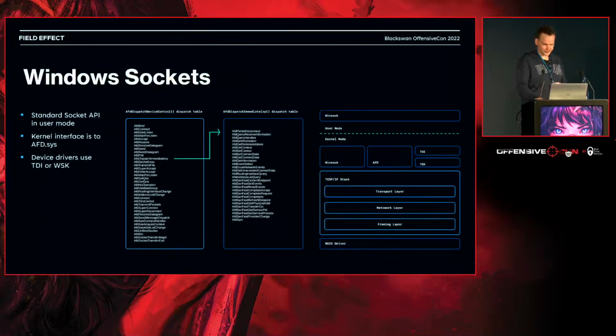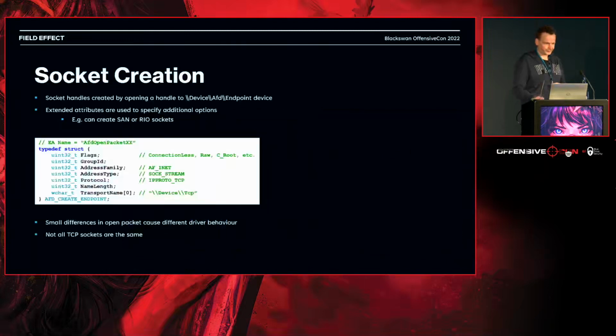So going into a little bit of details about how sockets were created. To create a socket, you just open up the AFD device with this special endpoint path on the end. So you open up device/AFD/endpoint.